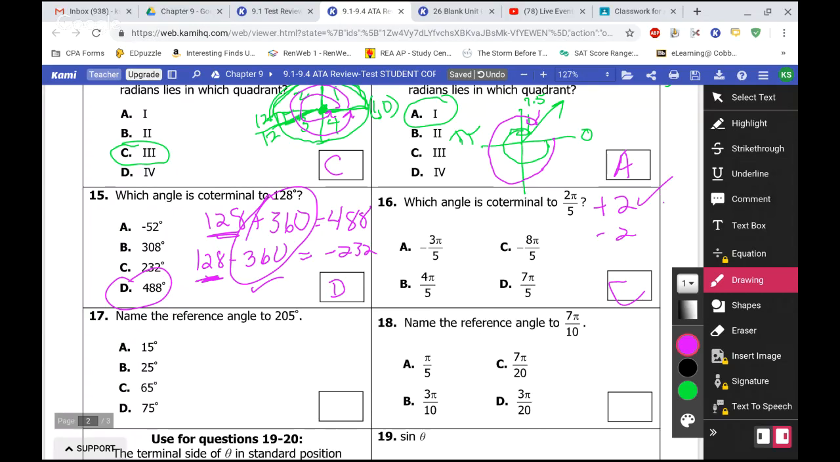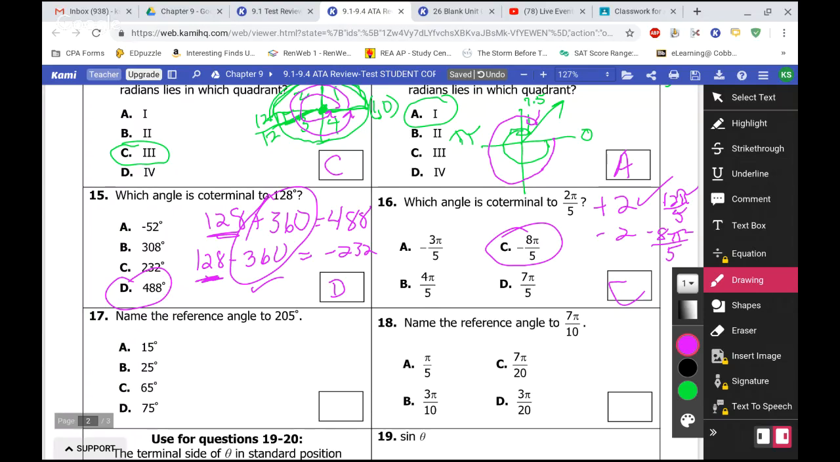I added 2, and the answer gave me 12 pi over 5, which is absolutely correct if I was looking for a positive coterminal angle. But it was not one of my options. So I said, oh, okay, well then I'll subtract, and I did, and I got a negative coterminal angle, which was negative 8 pi over 5. I just don't understand how, by subtracting 2 from that, how come it's not 0 pi over 5? Why is it negative 8 pi over 5?